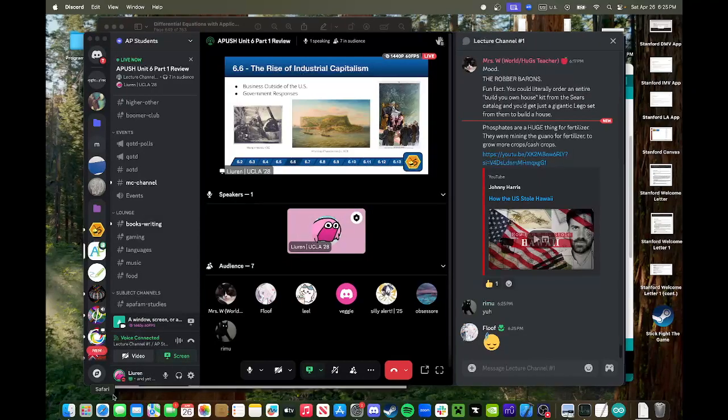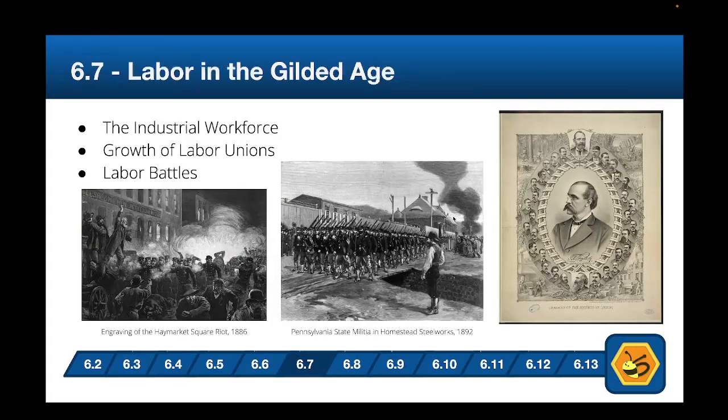Alright, let's move on to the last topic, which is labor. Yay! So, before we talk about the things you might already know about labor, aka labor unions, and labor battles, which aren't straight up physical battles but regard strikes, which did in some ways lend to actual physical fights, let's talk about the character of our industrial workforce. It's going to be quite diverse. Why? We get a lot of immigrants.